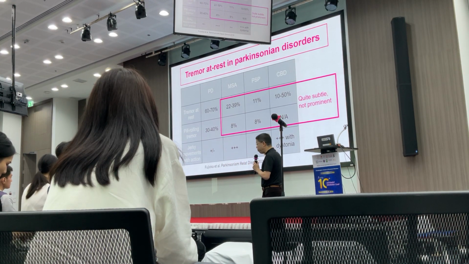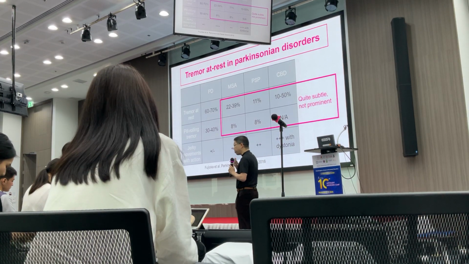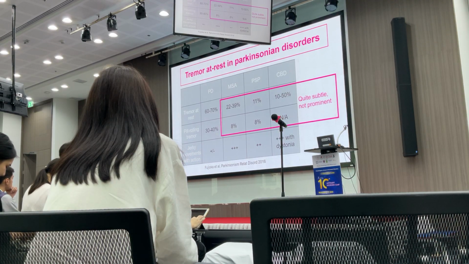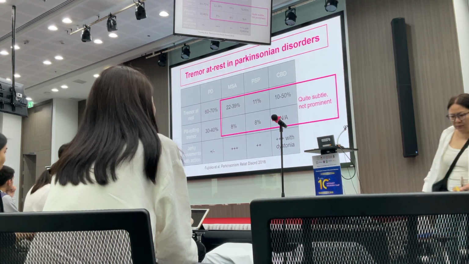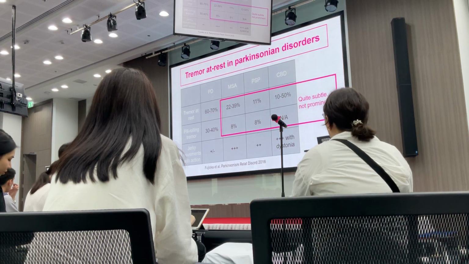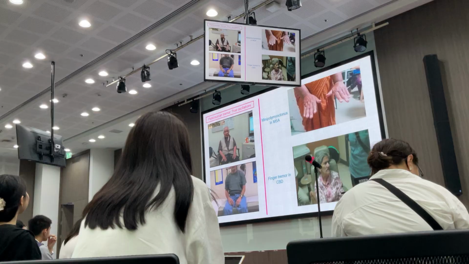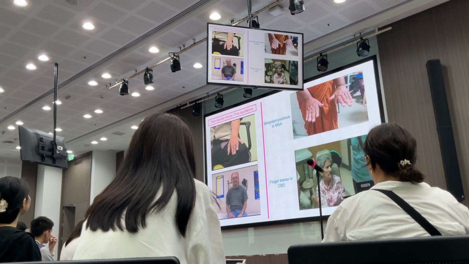So this is a clinical series also, telling us that rest tremor is present in a significant proportion of atypical Parkinsonian disorders. But the key thing is that the rest tremor in atypical patients tends to be quite subtle. It's not like the oscillating, pronation-supination, asymmetric rest tremor that we discussed yesterday. You're going to see that the rest tremor in atypical patients is not like the one that you see on the left.